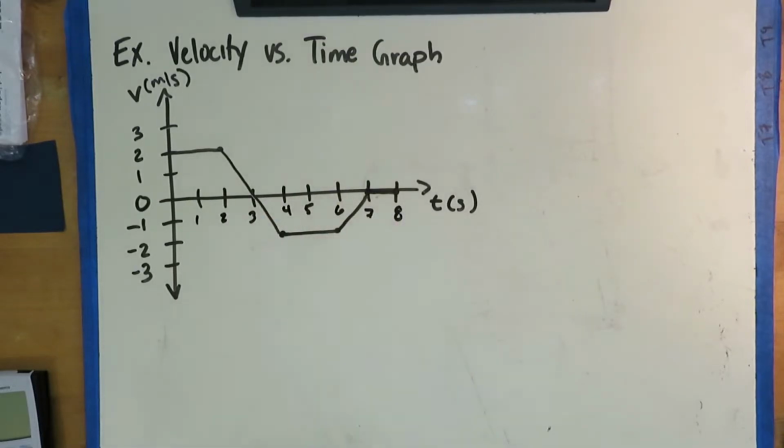So we have an 8-second time interval here. We have some velocities ranging from -3 to +3 for our possible values. I didn't create a wide range for this. Oh, it's okay. So there's different things that they might ask you to do.